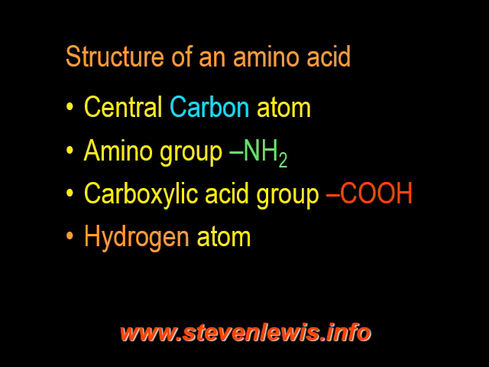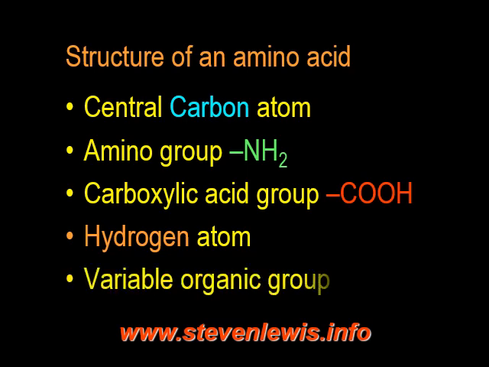What makes one amino acid different from another is the 4th group. The 4th group is the variable group, sometimes called the side chain. Usually it's an organic group, although there is an exception.